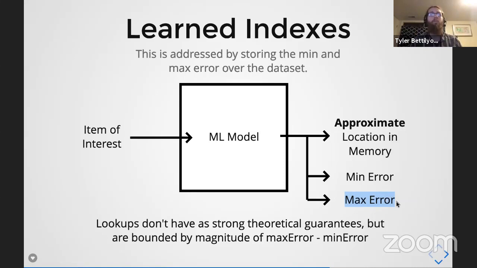The researchers didn't try to solve that aspect of the problem, but it is important that we can store this minimum error and this maximum error across the data set that the ML model is trained on. And then we have a bounded problem, so we can get the approximate location in memory and then just go to the underlying database and search for the record that we're interested in using binary search or some other search. In the paper, they mention a few other strategies that they use, but binary search was generally the most powerful.